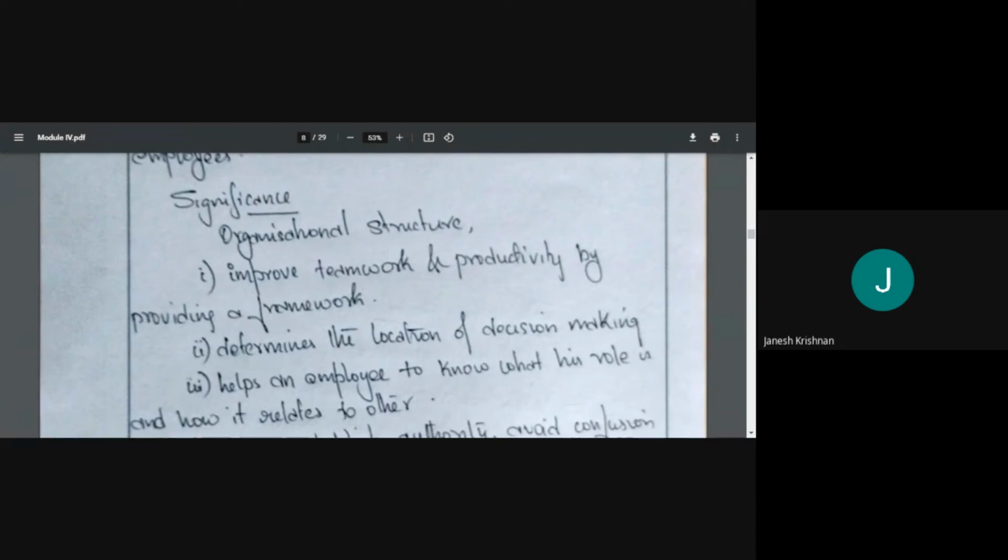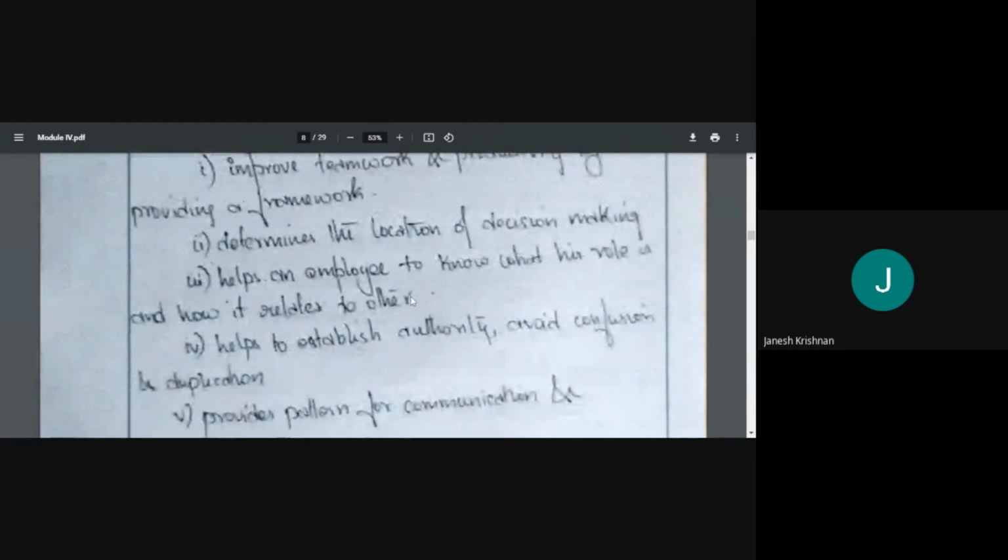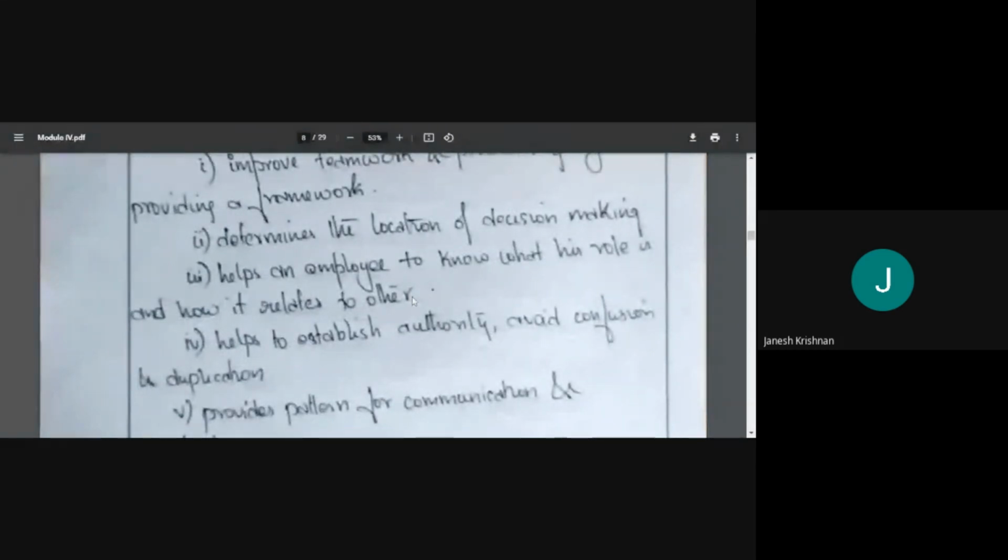Then help the employee to know what his role is and how it relates to others. Right? So as a guide, I know these are the things I have to follow. I have to make sure that my students, my group, have completed this much work in this much time. Or else what will happen? So it helps an employee know what his role is and how it relates to others.